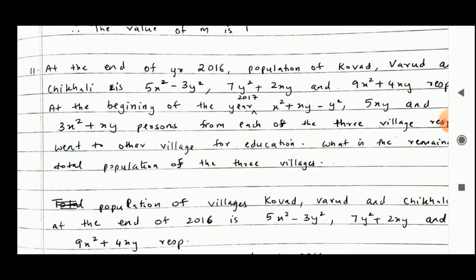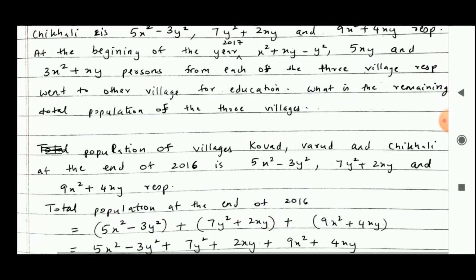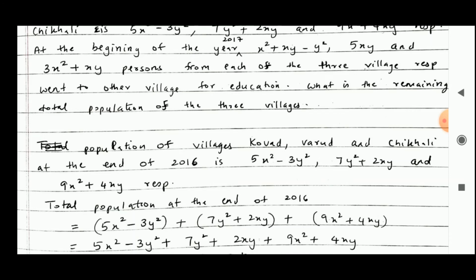5x square minus 3y square plus 7y square plus 2xy plus 3x square plus 4xy. At the beginning of the year, 3x square plus xy minus y square, 5xy persons from each of the three villages respectively went to other village for education. What is the remaining population?